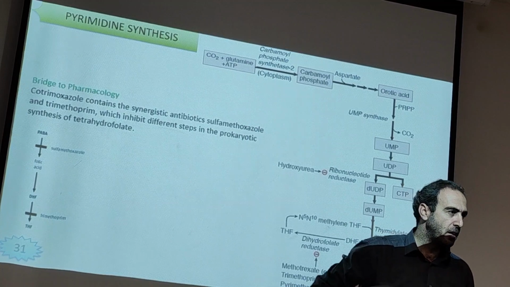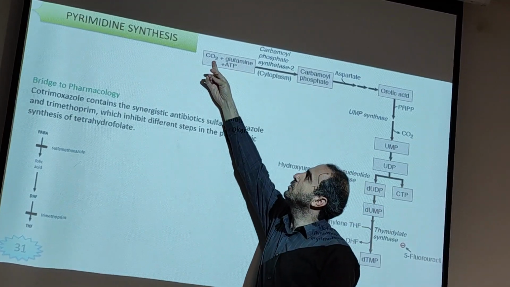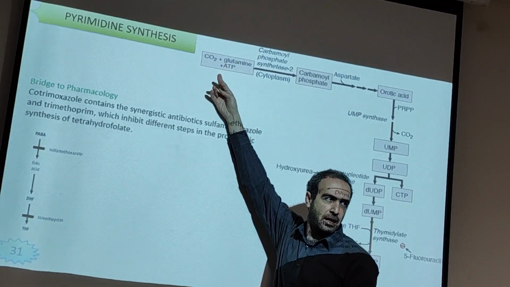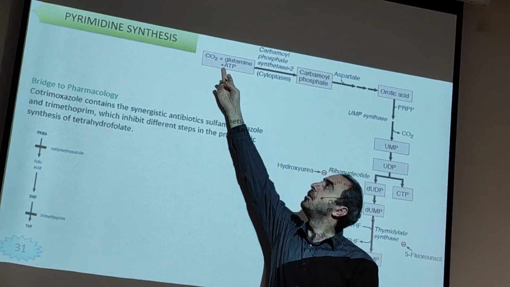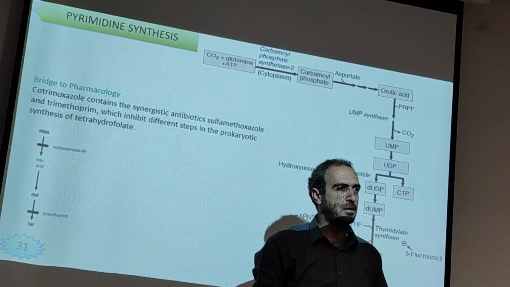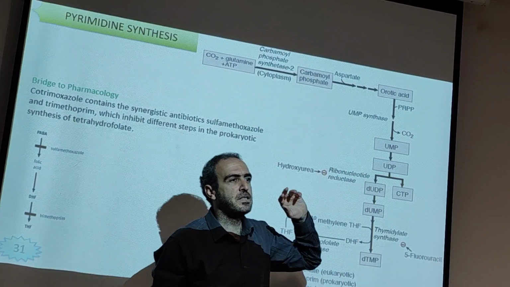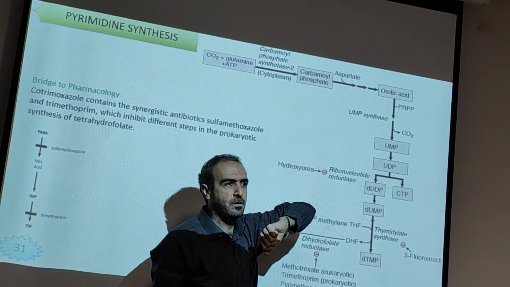So in the urea cycle, CPS used CO2, NH3 and ATP. But here, instead of NH3, we have glutamine. So CO2, glutamine, and ATP, by carbamoyl phosphate synthetase type 2, produce carbamoyl phosphate.